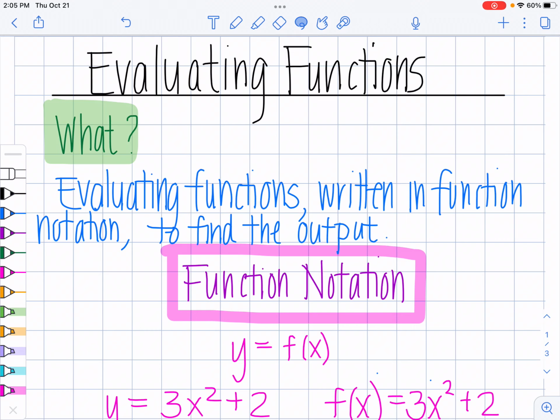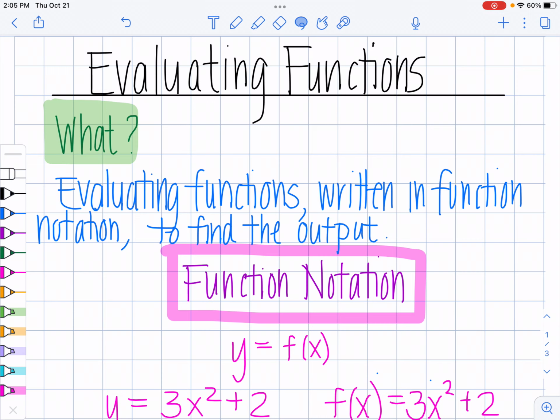Hi there! In this video, we're going to talk about evaluating functions. So what does that mean? We're going to look at functions written in function notation, and we're going to evaluate them, which means to find the output. Evaluating means they're going to give you a number for the input or for your variable, and then you have to find the output.